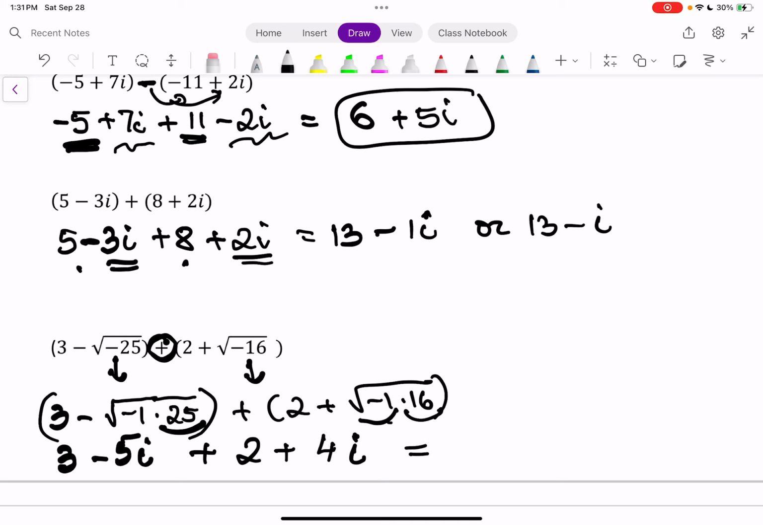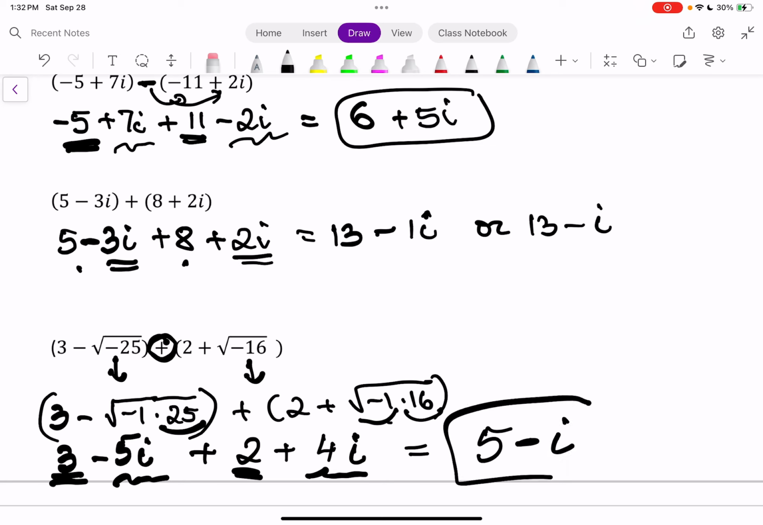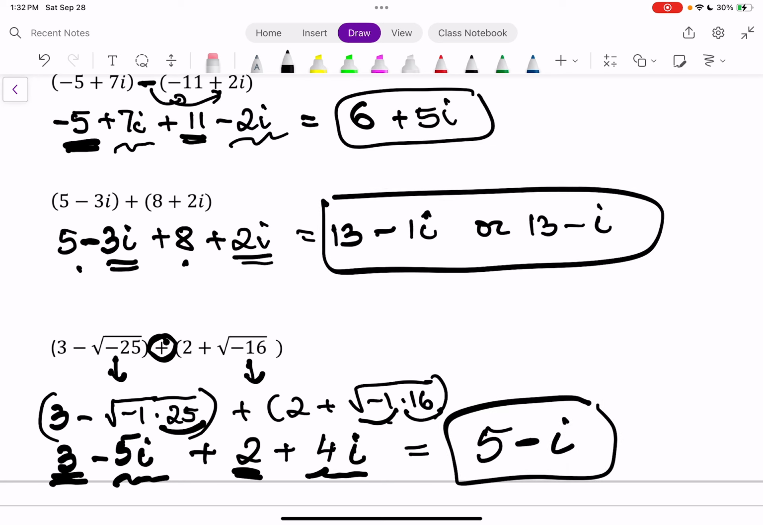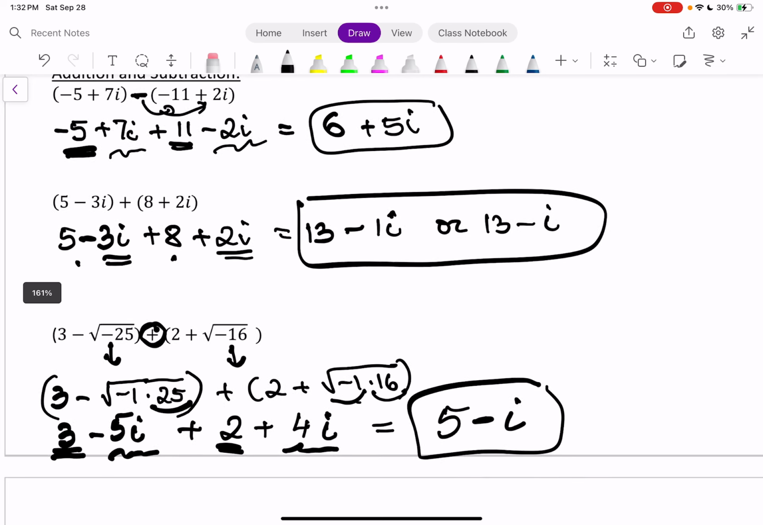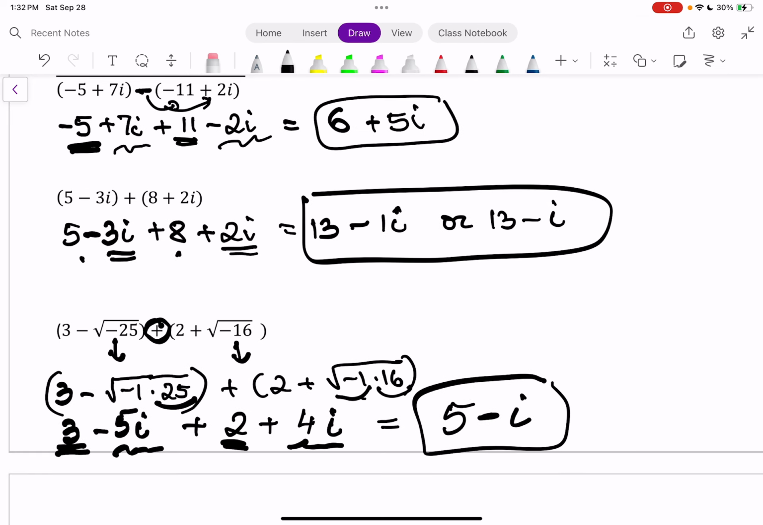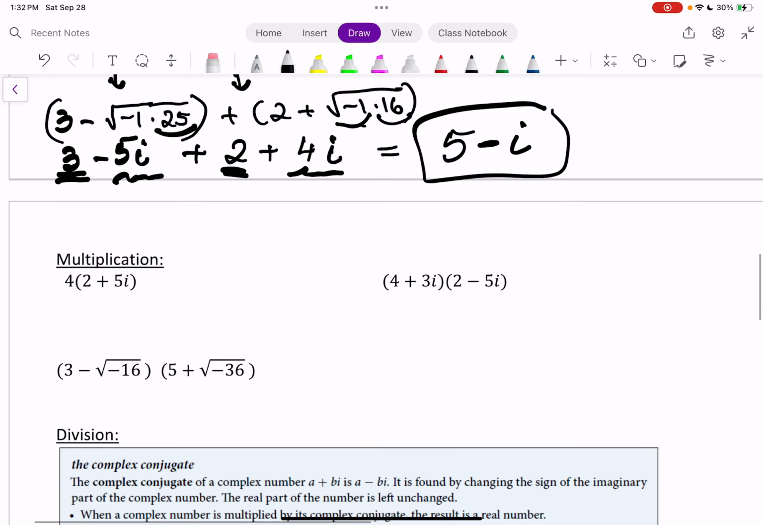And now when I add these complex numbers, add the real parts, and then add the imaginary parts. So same thing, negative 5 plus 4 equals negative 1i. So what's definitely way more interesting is multiplying complex numbers. So let me show you.